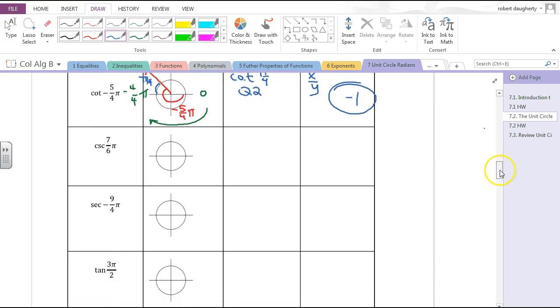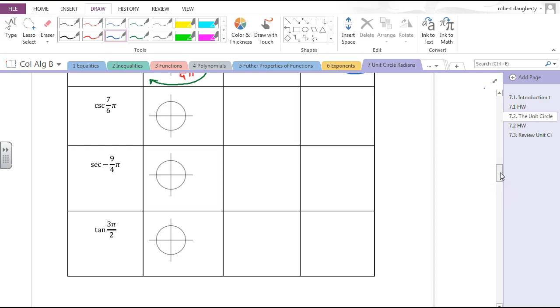Okay, let's keep on. So the key here is you've got to switch your mind. You're used to thinking about degrees. Think about radians, and it's just a way of dividing the circle up into fractions. And the fractions you're going to see are something over 4, something over 2, something over 3, or something over 6. That's about as exotic as it's going to get.